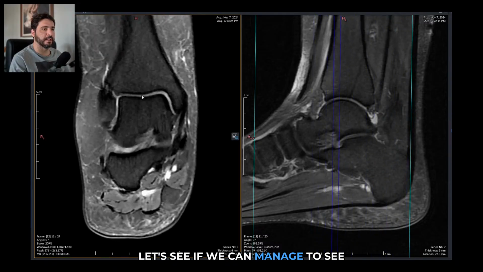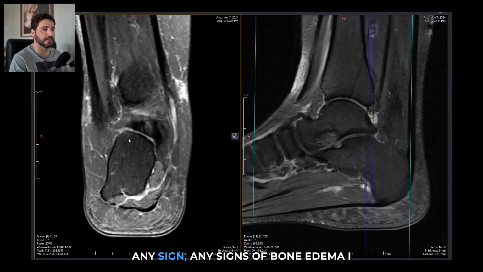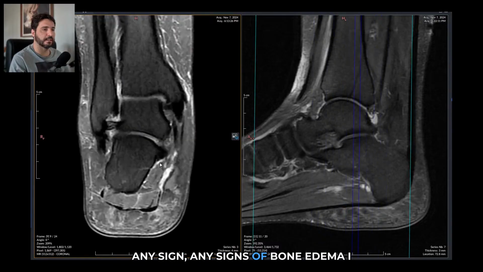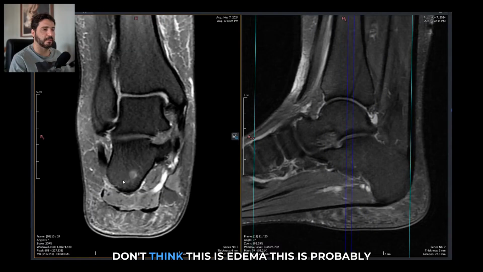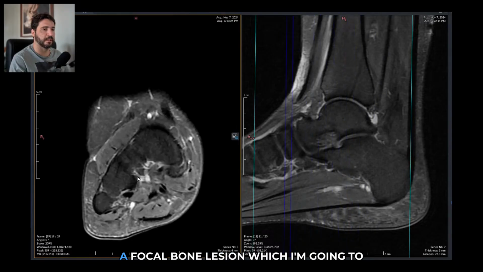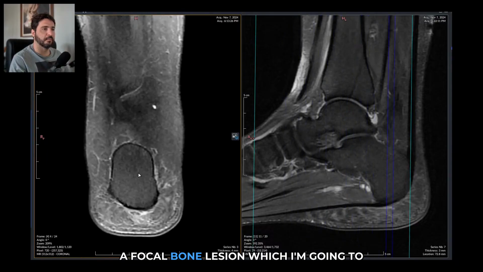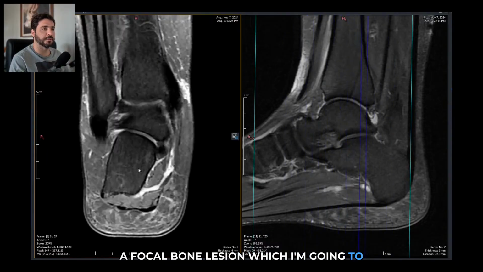Let's see if we can manage to see any signs of bone edema. I don't think this is edema. This is probably a focal bone lesion, which I'm going to ignore.